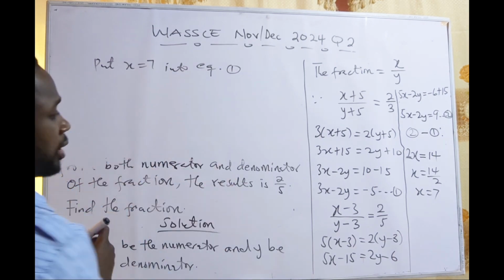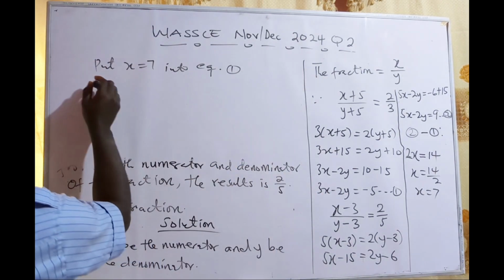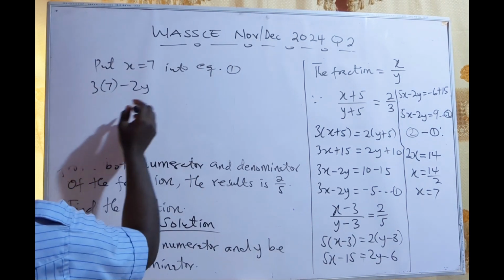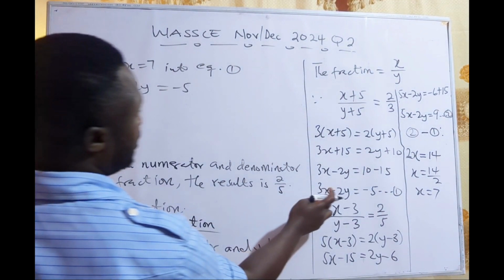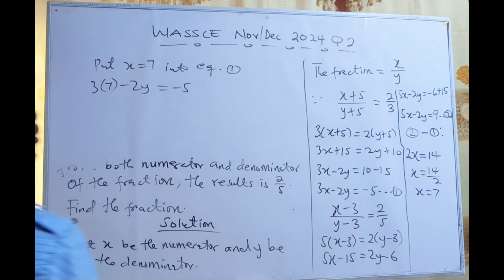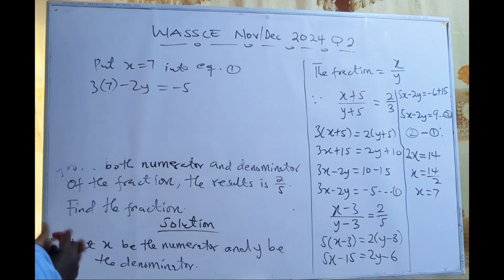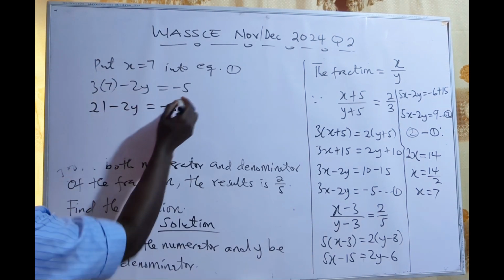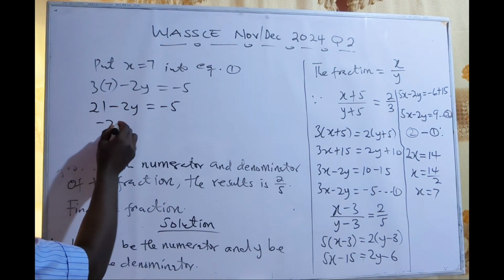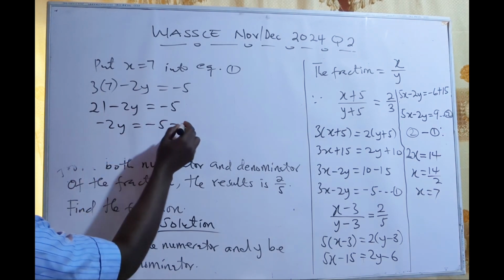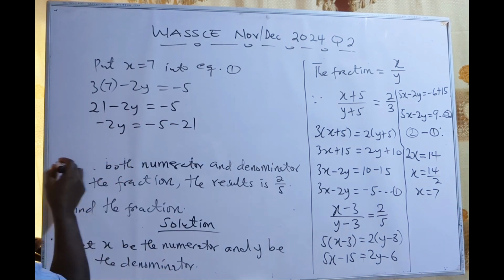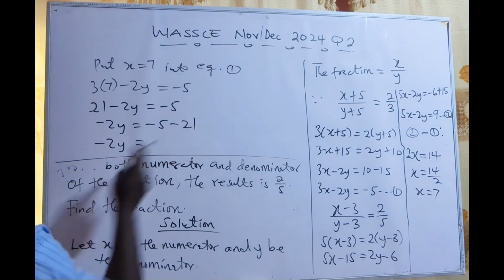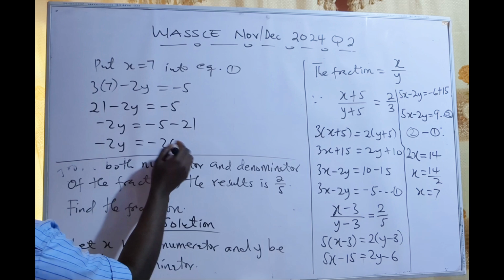let's say 1. In equation 1, I have 3x, so wherever I see x, I'll put 7: 3 times 7 minus 2y equals negative 5. The value of x is 7, so I'll put 7 there. So 3 times 7 will give me 21, minus 2y equals minus 5. So we have minus 2y equal to minus 5 minus 21, which gives me minus 26.